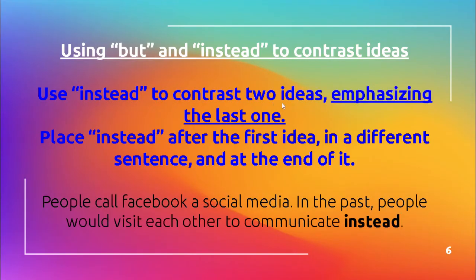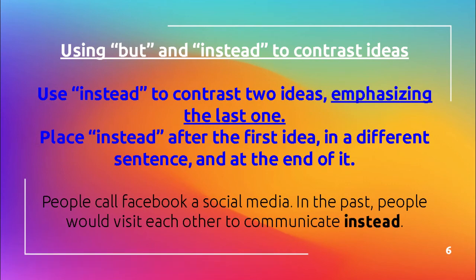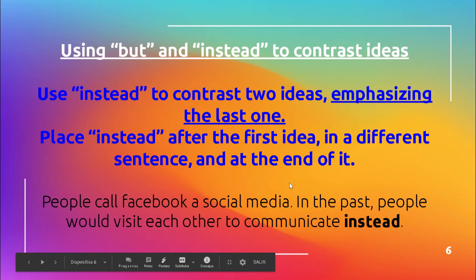Use instead to contrast two ideas, emphasizing the last one. Place instead after the first idea in a different sentence and at the end of it. So people call Facebook a social media. In the past, people would visit each other to communicate instead. That was the social media, the social relation. So you can see that I'm emphasizing the second idea and I'm using instead. And it's in a second sentence.